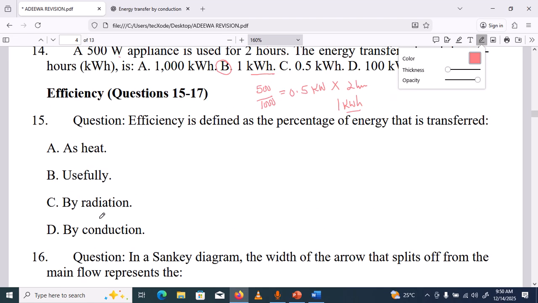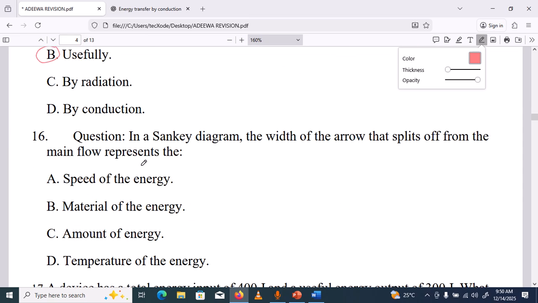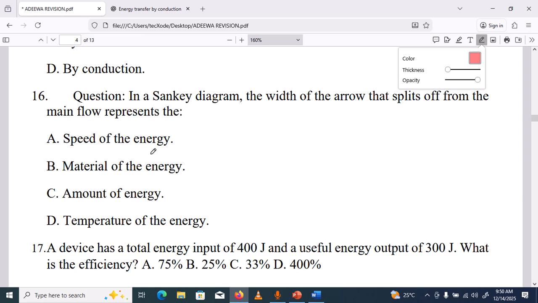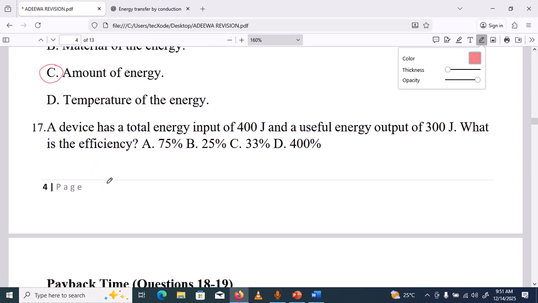Efficiency talks about useful energy. That's very important. The percentage of energy that is useful is what is called efficiency. And in a Sankey diagram, the width of the arrow that splits off matters. Remember, a Sankey diagram is like a flow diagram that describes energy flow into maybe a continent, a planet, the world, and whatever. Europe has their own and all that. So it talks about the amount of energy that is going in. The larger the width, the larger the amount of energy.